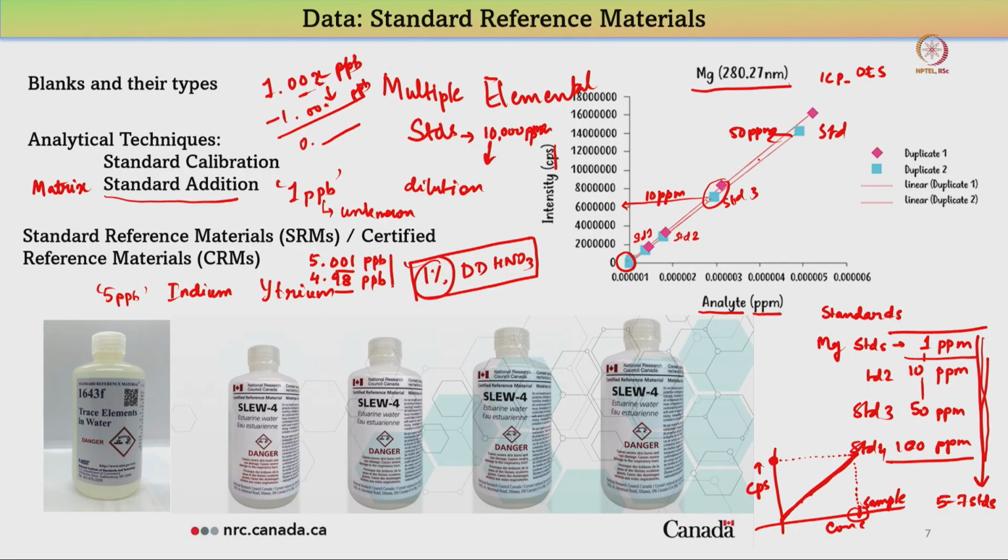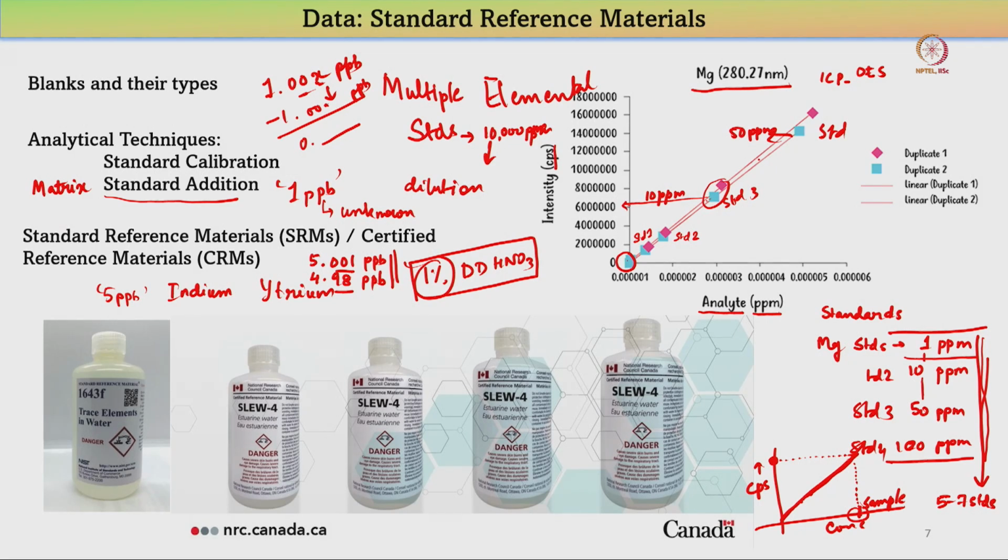Now, this correction will be applied to all the other elements, and then finally, after blank correction and matrix correction, I am going to get my value.